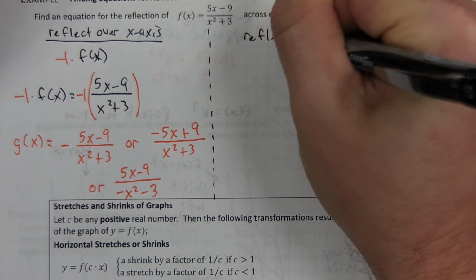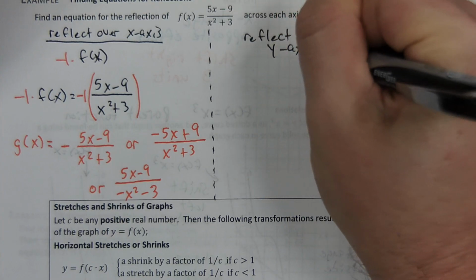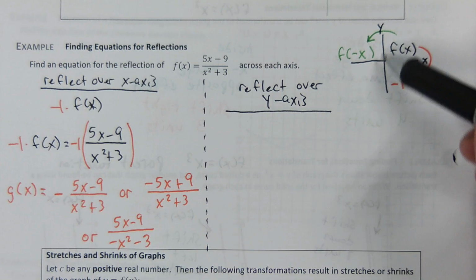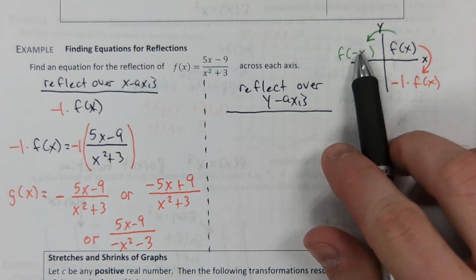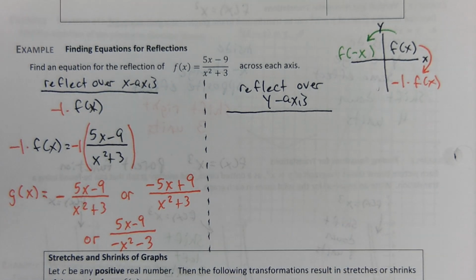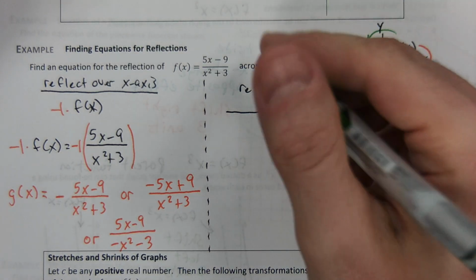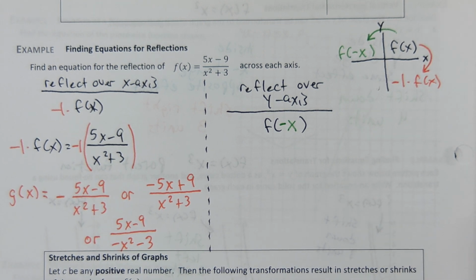Reflect over the y-axis. So if I'm reflecting over the y, here's y. Reflecting over the y forces me to move in a left-right fashion. If I'm moving left-right, that's changing my x's, which is why the negative is on the inside. So the rule would be this. It's a substitution. I will replace every x with a set of parentheses, and I will fill those parentheses with negative x.